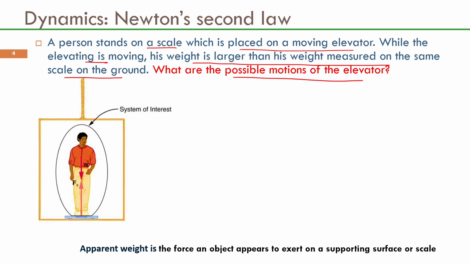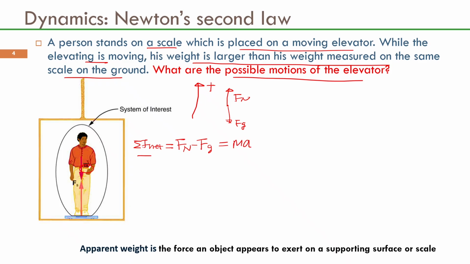If we consider this person as our system, and if we consider going up as the positive direction, then to apply Newton's second law we need to know the net external force. If we draw the free body diagram, the gravity is going down, and the supporting force from the scale, Fn, is supporting this person, going up. So the net external force is Fn minus Fg, and based on Newton's second law, the net external force equals mass times acceleration.